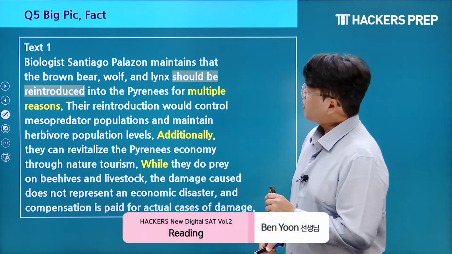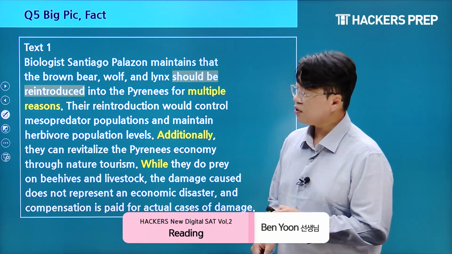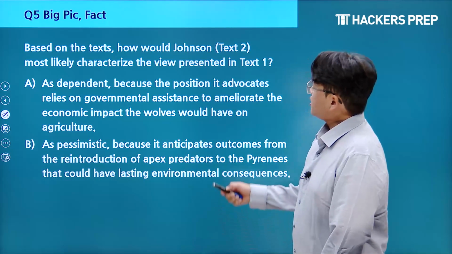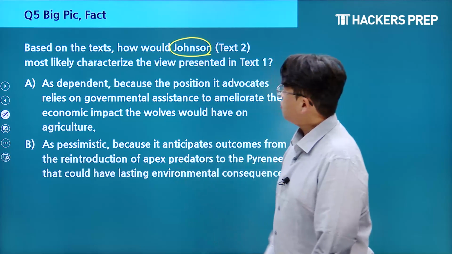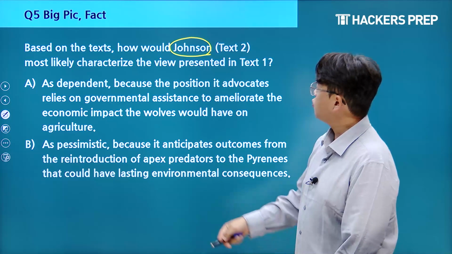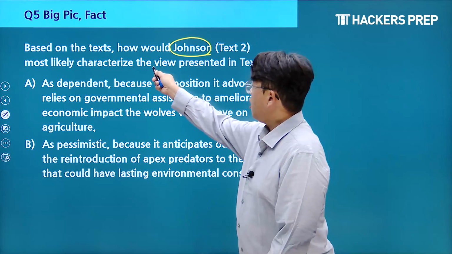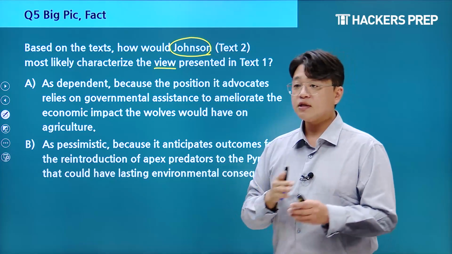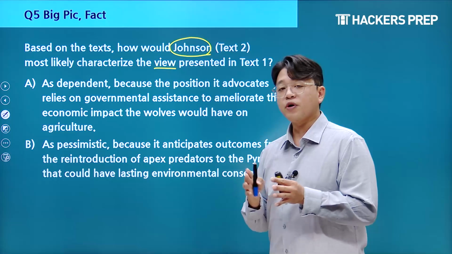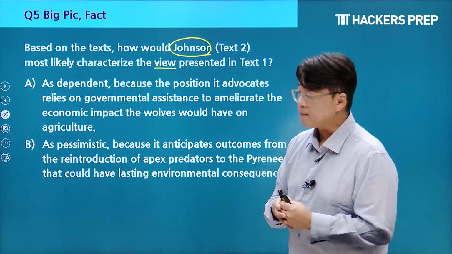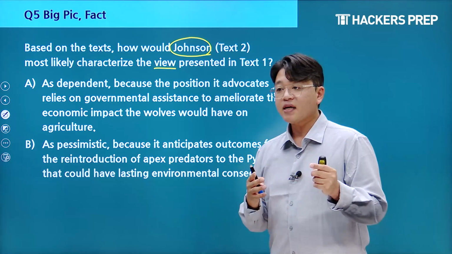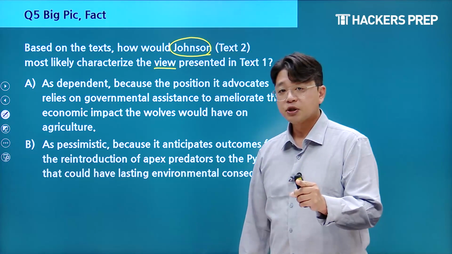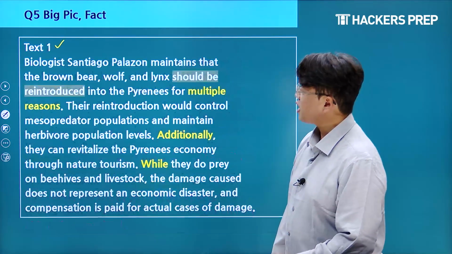So now we move on to big picture fact problems. We can clearly see that it's a double passage, so we start from the question. Based on the text, how would Johnson in text 2 most likely characterize the view presented in text 1? First, we need to identify what exactly the view is in text 1. Then we need to find this person, Johnson, in text 2 to see what this person's viewpoint is, what this person's response would be. It's important to keep in mind the name that's being asked in the question, because Johnson may not be the only person mentioned in text 2. So remember that. Why don't we start from the top?